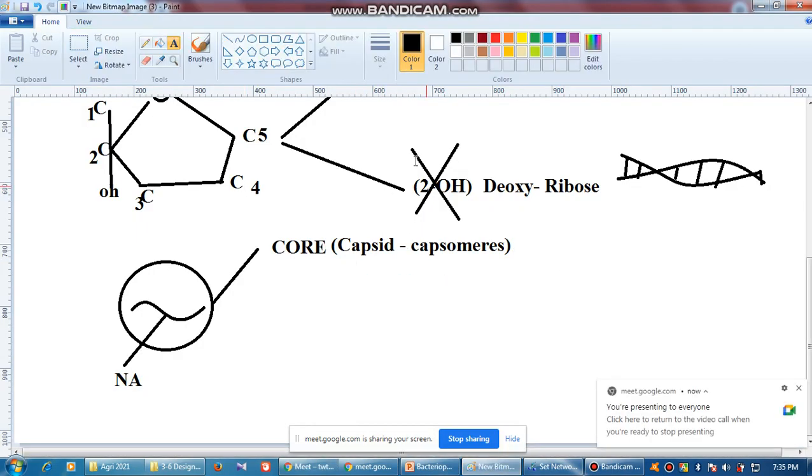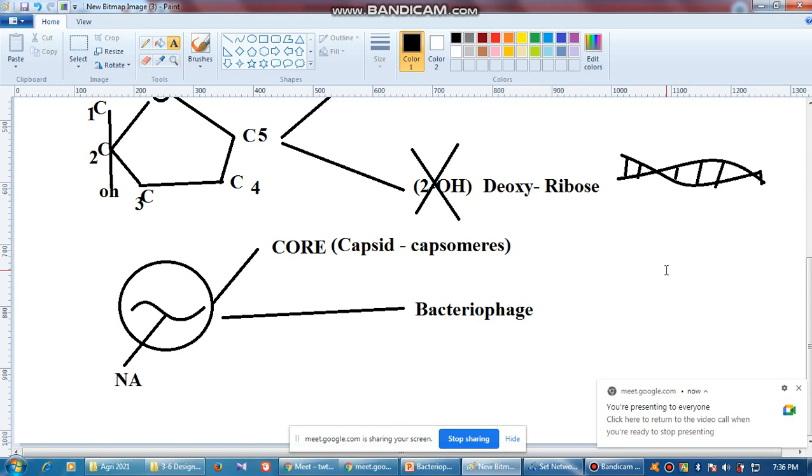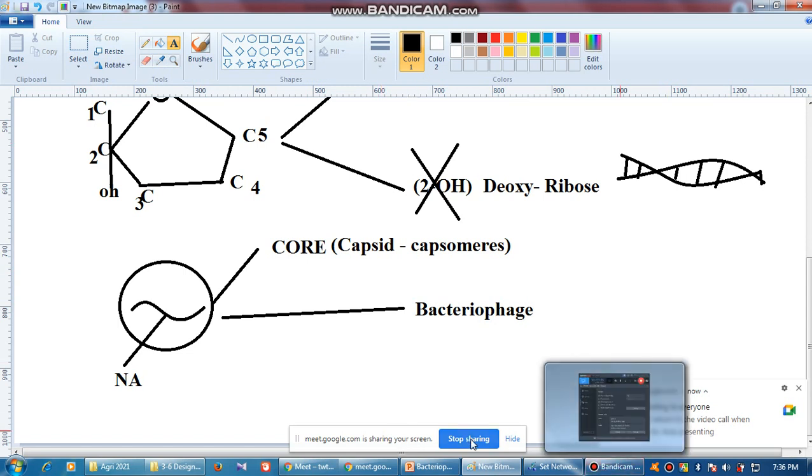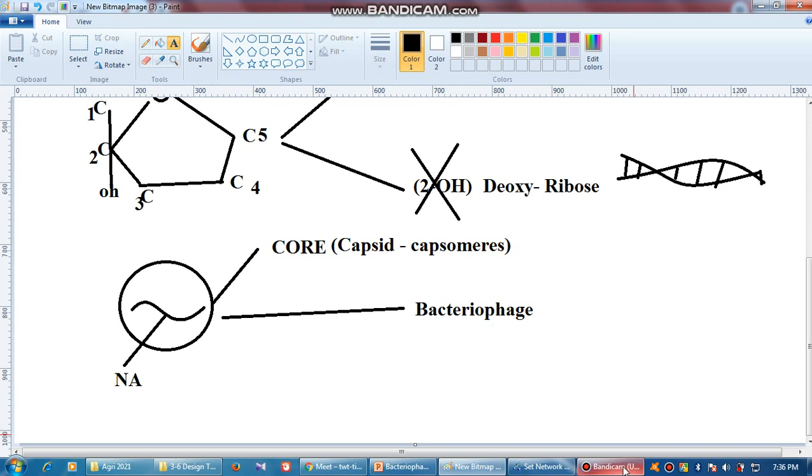So we shall talk about a specific virus today. It is a specific DNA virus, and we shall call it bacteriophage. We'll talk about this bacteriophage today, which specifically infects bacterial cells.